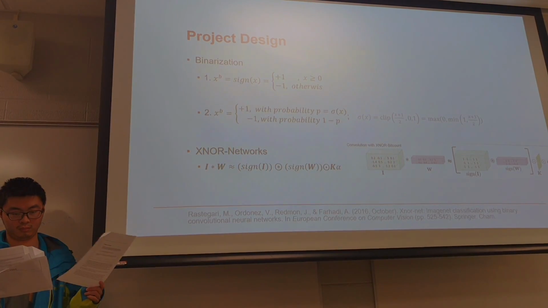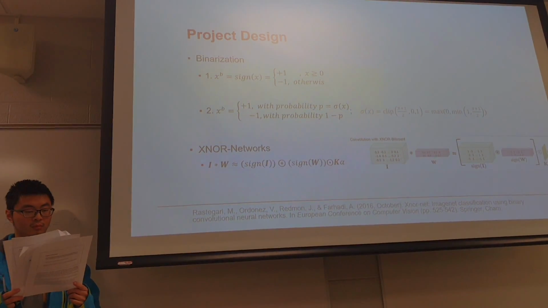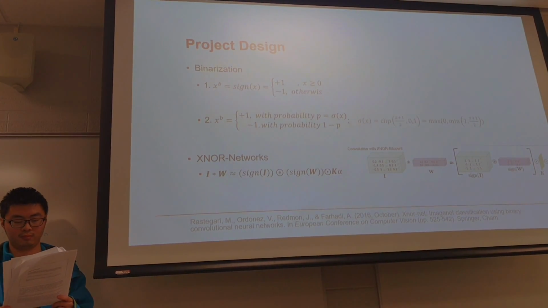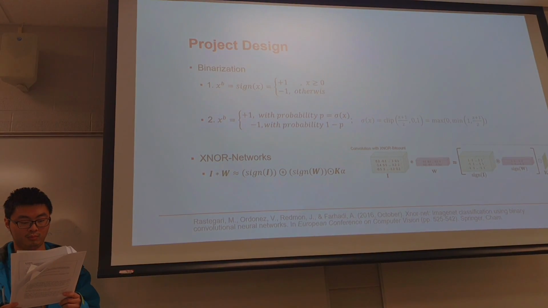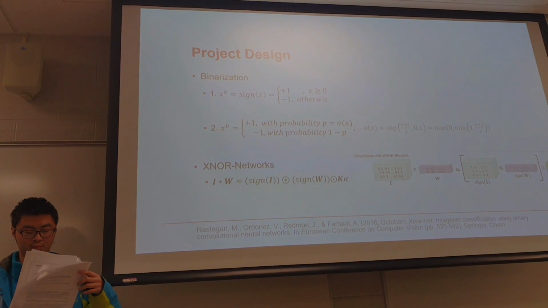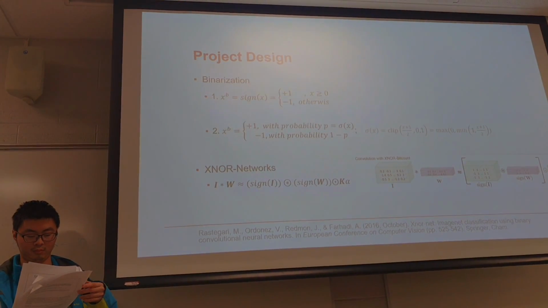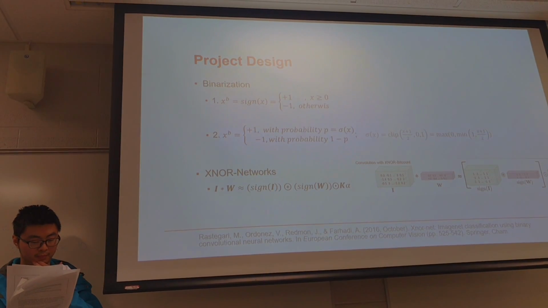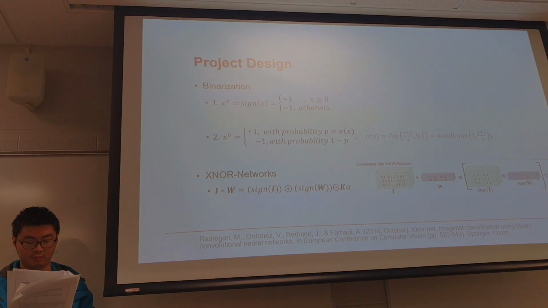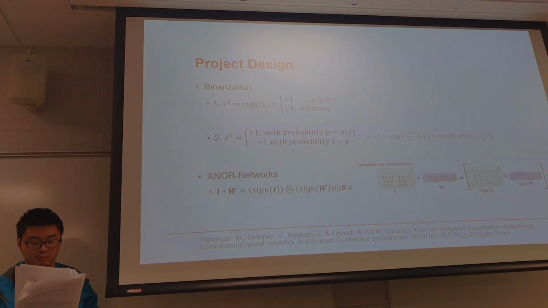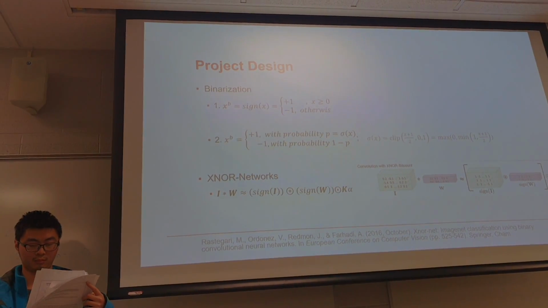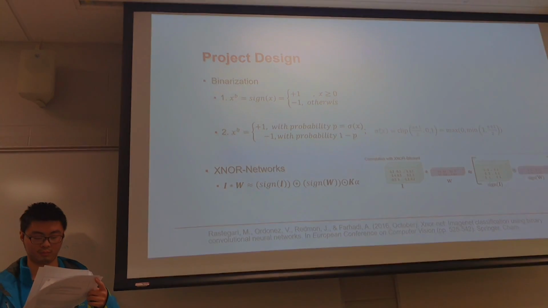Here is the design of our project. The base of the project is binarization. Basically, there are two ways of binarization. The first way is very intuitive. Just use the sign function to make all positive numbers, including 0, positive 1, and make all negative numbers negative 1. The second one seems a little more complicated than the first one, because we use a probability function to calculate the probability of each number to be positive 1 or negative 1. It solves the problem of the first way, that there is no difference among all positive or negative numbers.